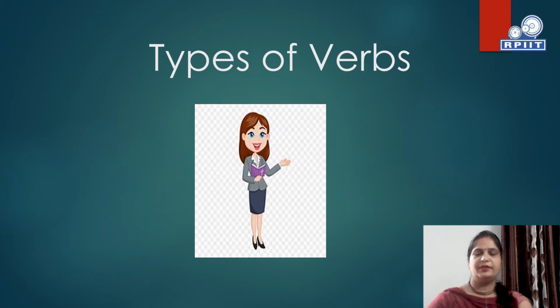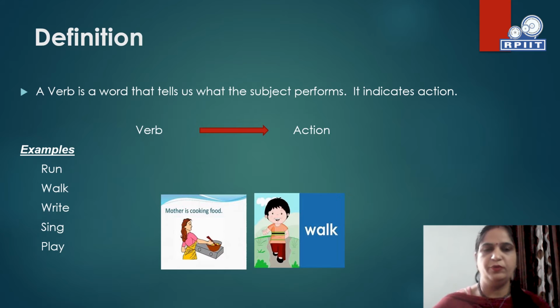Today my topic is types of verb. I hope you will like this video and share with your friends. First of all, we will go with the definition of verb. A verb is a word that tells us what the subject performs. It indicates action, like in the given words: run, walk, write, sing, play. These are the action words. Verb is basically the action words, the doing words.